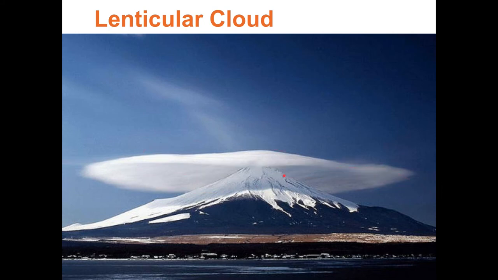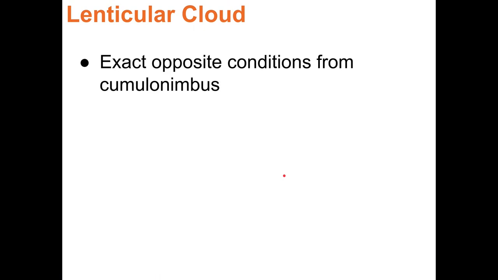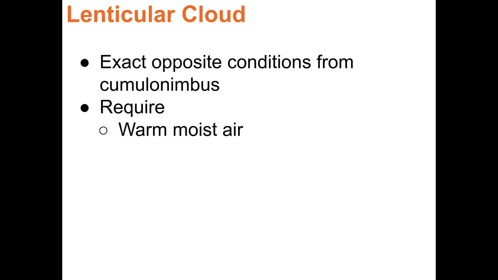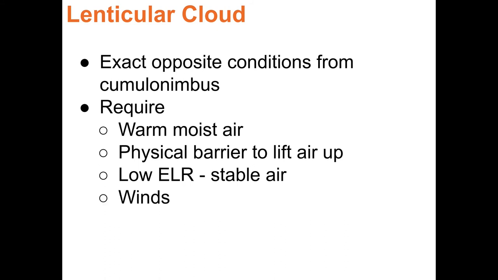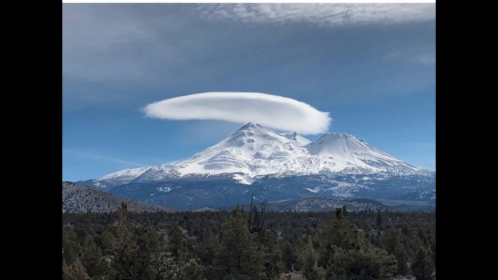So to make a lenticular cloud, you need to have warm, moist air, a physical barrier, a mountain to lift air up like the Sierras, and you need to have extremely stable conditions, a very low environmental lapse rate, because as that air is rising, it's going to expand and cool and condense, but it's still going to be cooler than the air around it, so it will not rise on its own. And you also need wind to lift the air up.